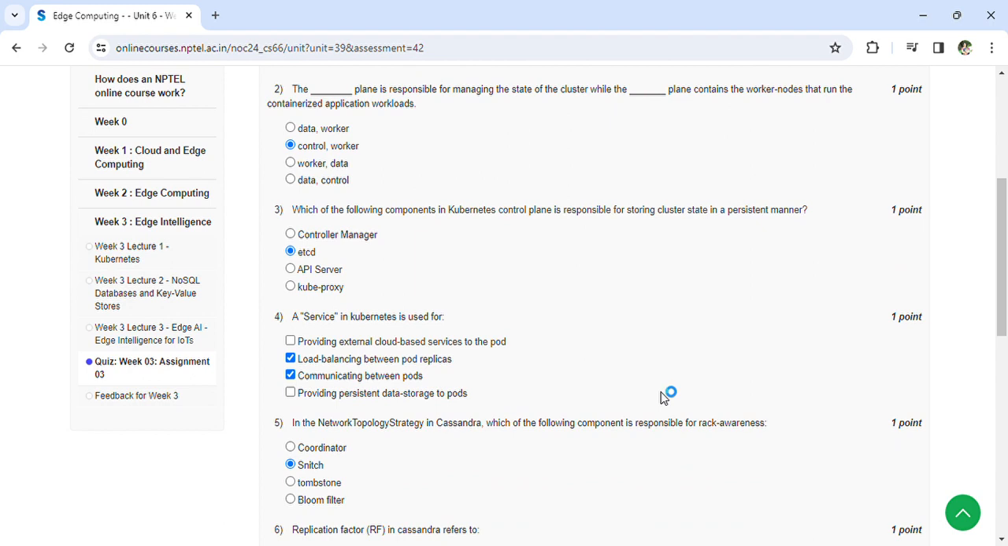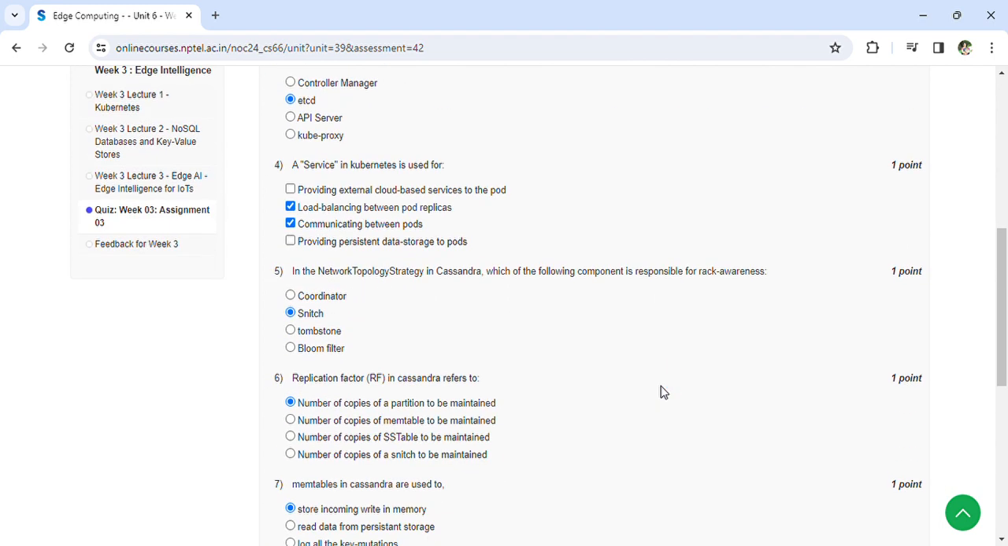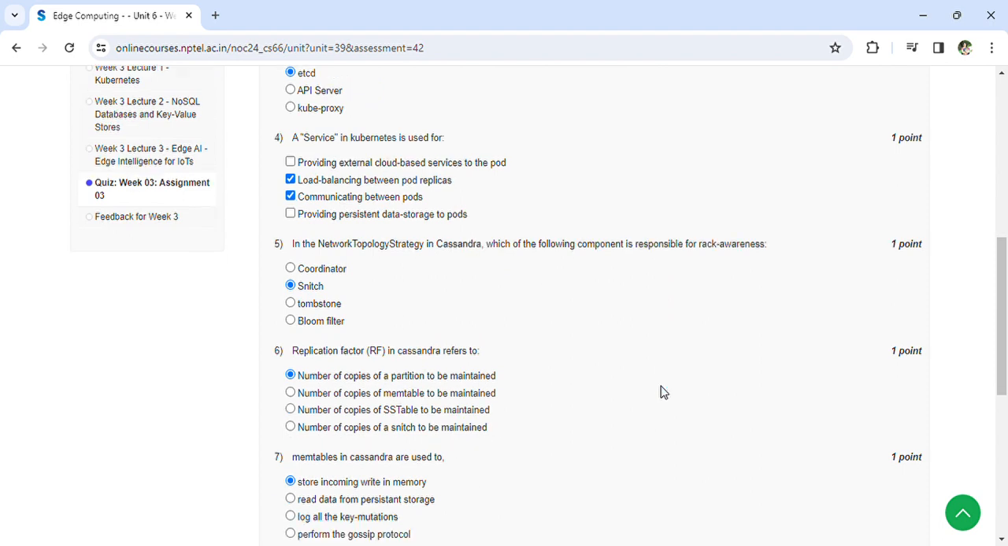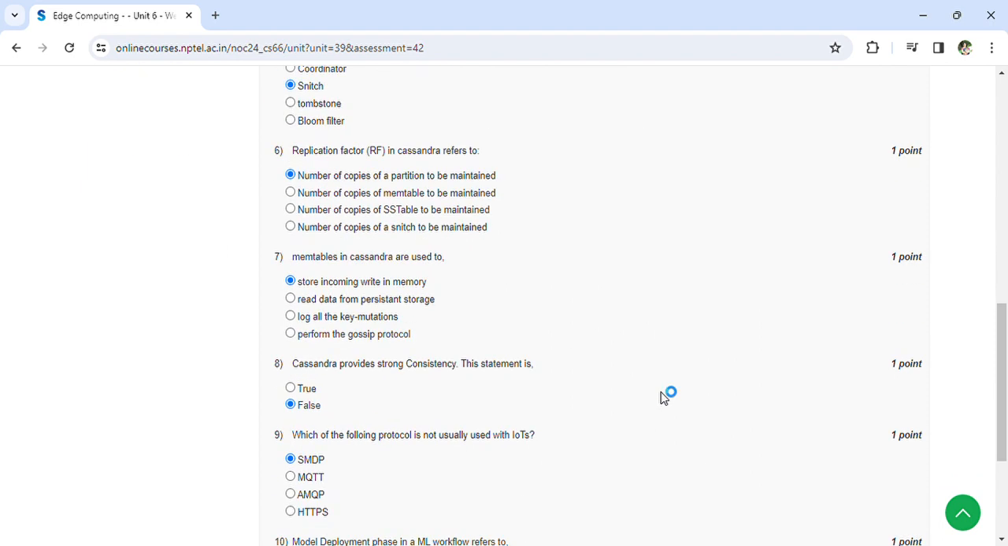In the network topology strategy in Cassandra, which of the following components is responsible for rack awareness? Snitch. Replication factor in Cassandra refers to the number of copies of a partition to be maintained. Memtables in Cassandra are used to store incoming writes in memory. Cassandra provides strong consistency. The statement is false.